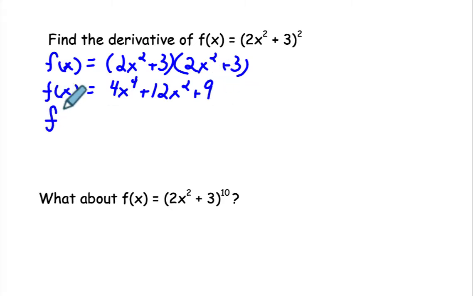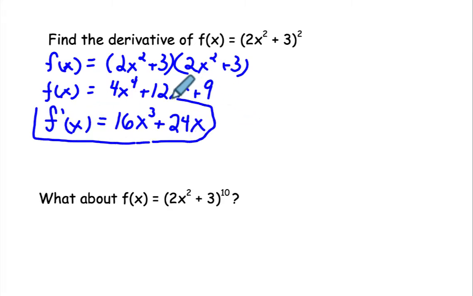And then we can use our power rule to find the derivative, which would be 4 times 4, which is 16x cubed, plus 2 times 12 is 24 times x, plus, and the derivative of 9 is 0. So that is how we find our derivative.